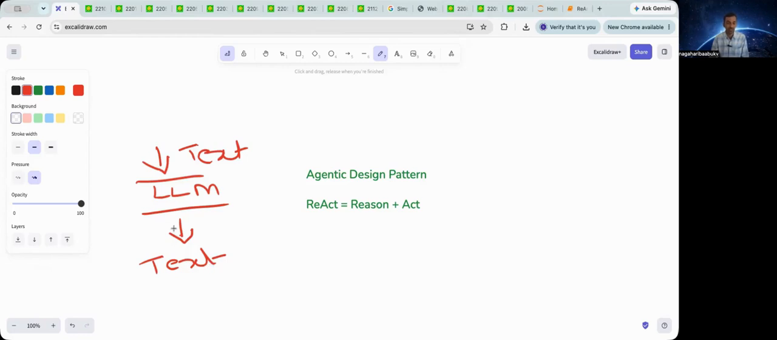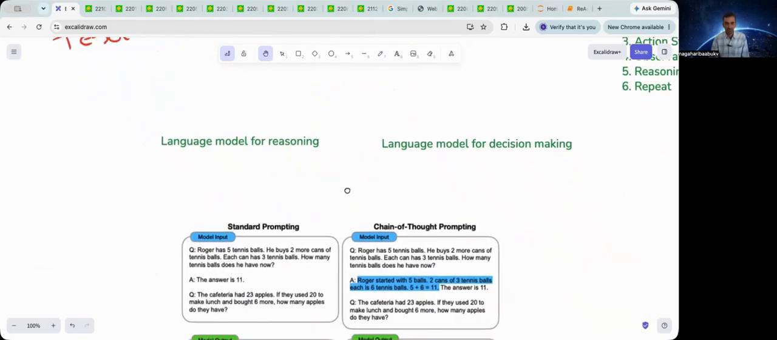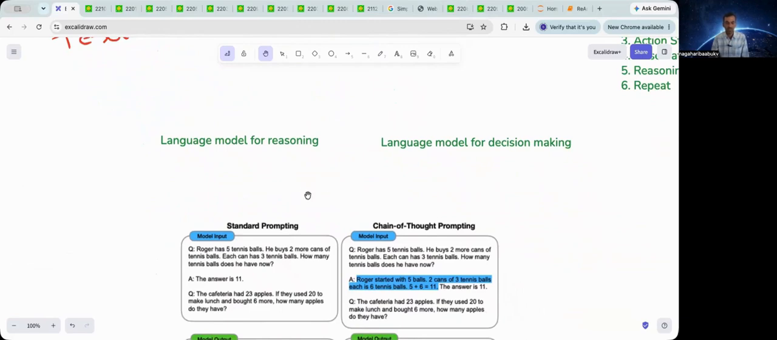Another limitation is that an LLM also cannot make decisions. It is incapable of decision making, right? These two are the major limitations, and scientists have done research from these two perspectives. One is the reasoning point of view, another is the decision making perspective. Those are the two lines of research that happen in parallel. One set of scientists focused on reasoning, the language model for reasoning.